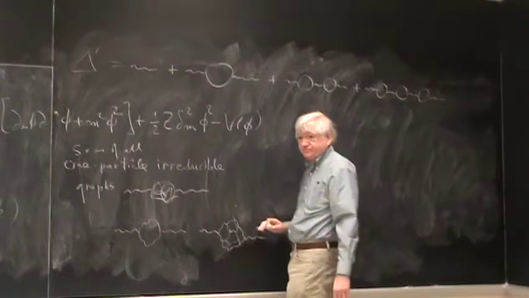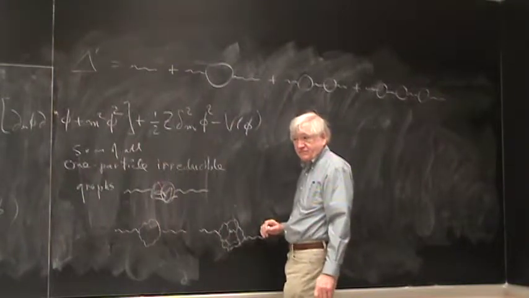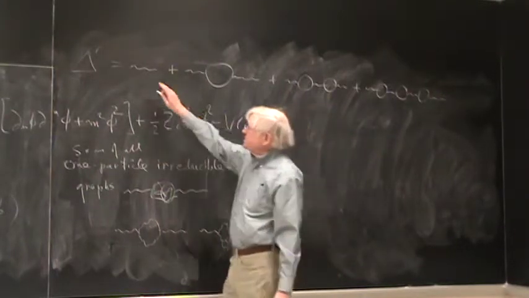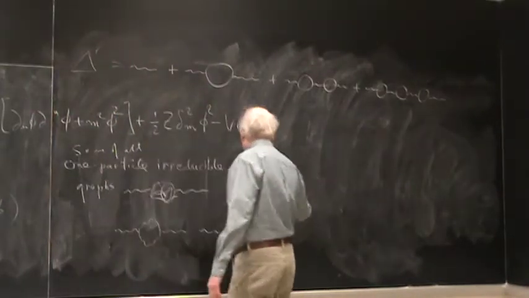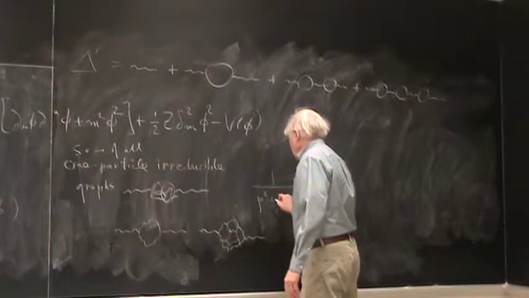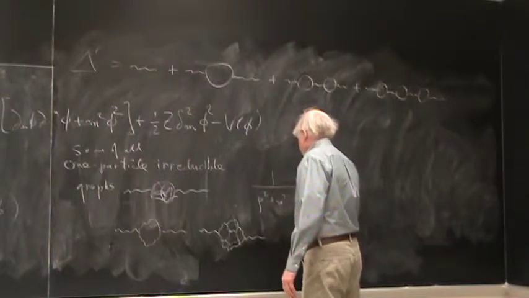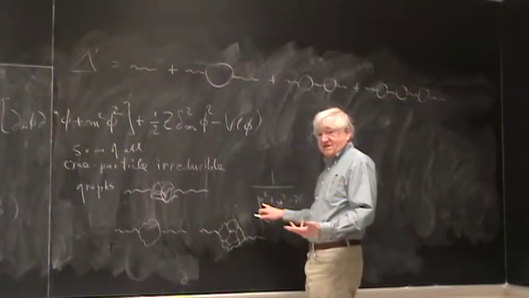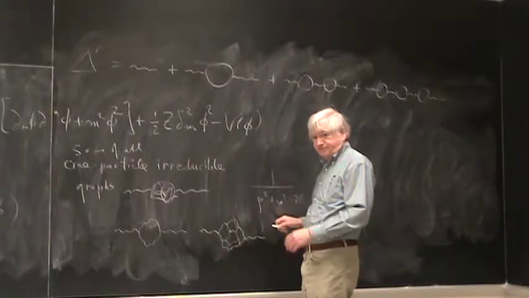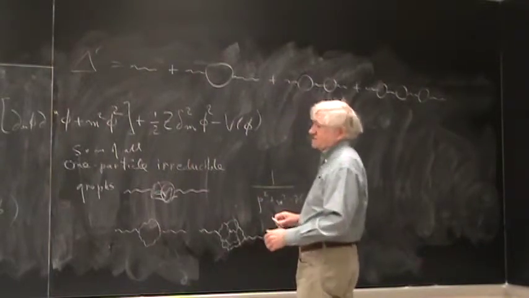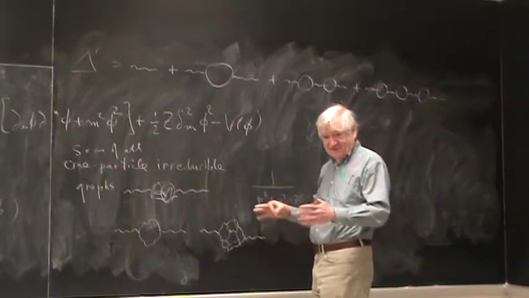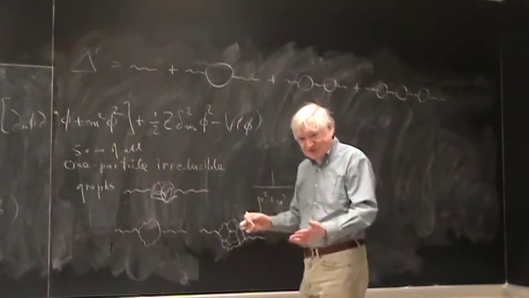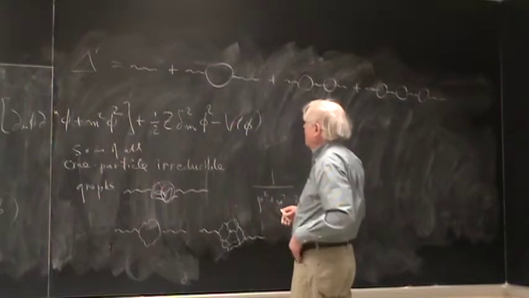So why can the outside lines be off the mass shell? Because, for example, the propagator here is 1 over p squared plus m squared minus i epsilon. And so if p is on the mass shell, then it's infinite, which is the propagator's way of telling us that that's where the particle is supposed to be, if it's really moving.